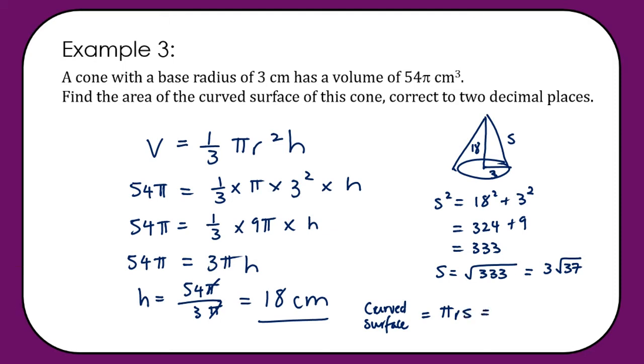pi r s, which is pi times 3 root 37, or 9 root 37 times pi, which is approximately 171.99. What are our units here? That's an area, and we're in centimetres, so centimetres squared. Apologies that things got a little bit cramped there. So we only needed the answer to 2 decimal places, but exactly it is 9 root 37 times pi.